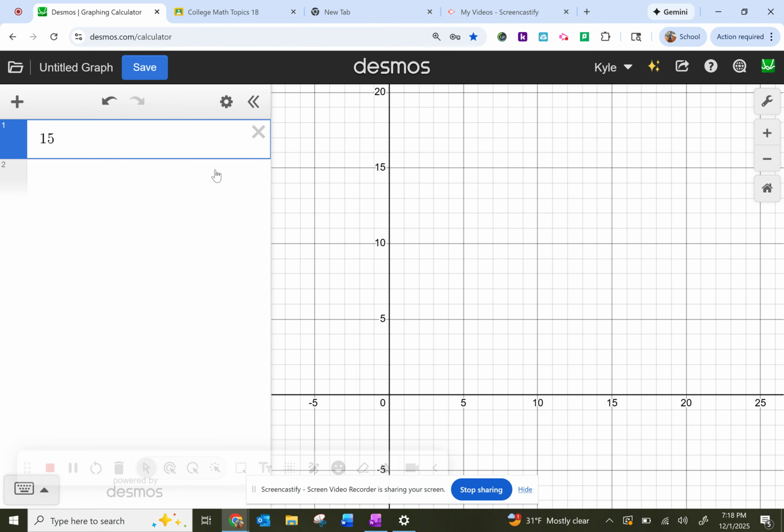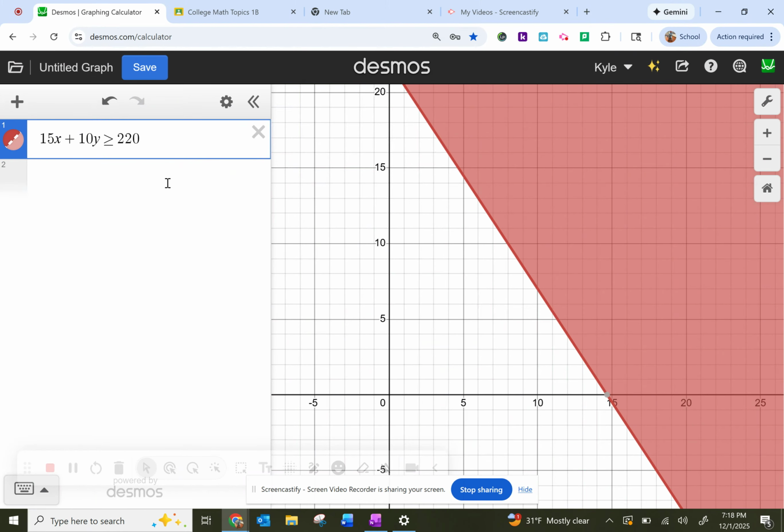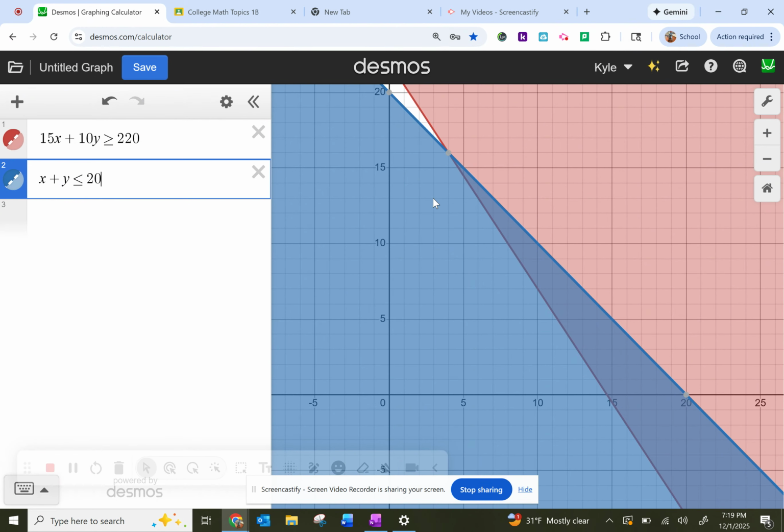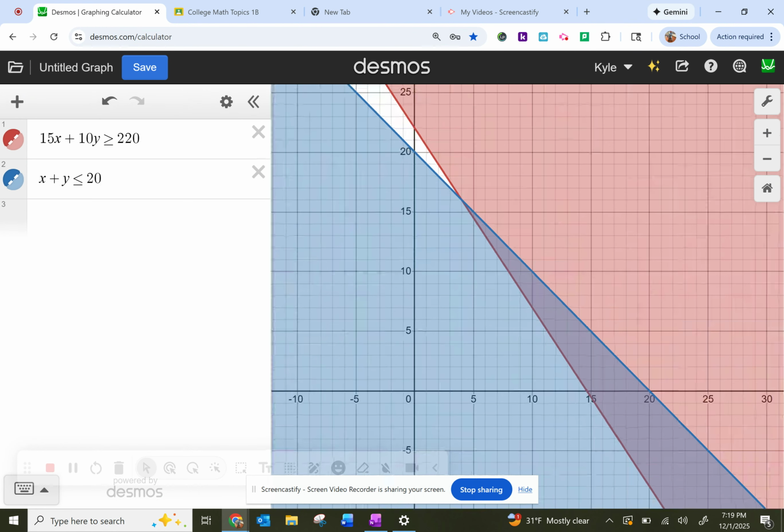So $15 an hour at the pharmacy, $10 an hour babysitting, and we want this to be greater than or equal to 220. And we know that if I take the hours at the pharmacy plus the hours babysitting, we want that to be no more than, so less than or equal to 20. So anywhere in the solution set, in the overlapping shaded region, is going to be a solution.